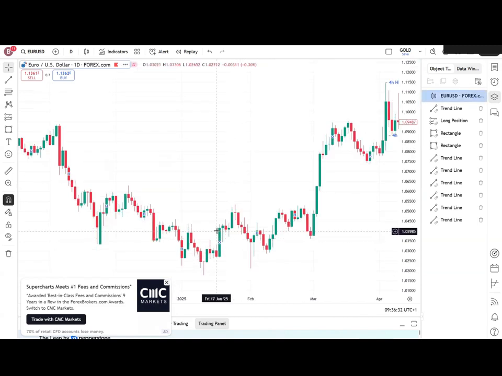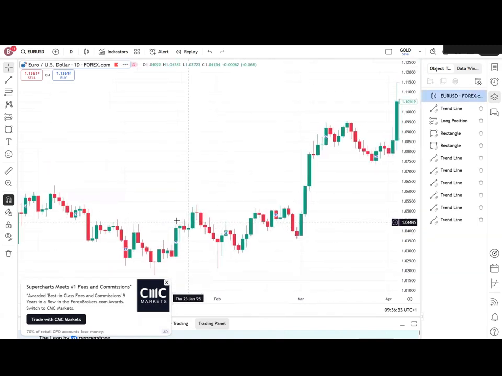I do not consider this a change of character because I do not consider this a structure, because this red candlestick, bearish candlestick, is not inside of this green candlestick. So it's still part of the market move. So I did a pullback.